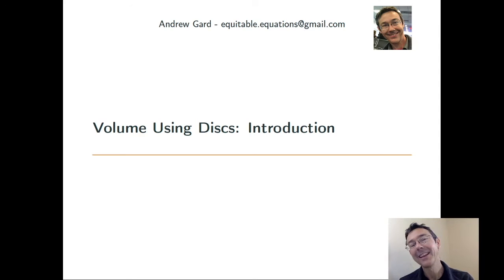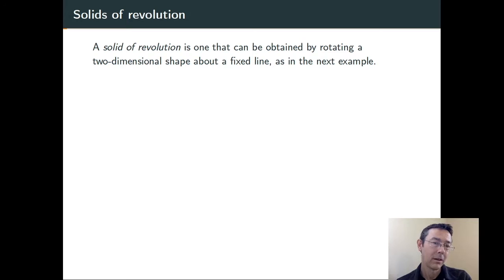Hey everybody. Today we're doing volumes of solids of revolution using the disk method. So a solid of revolution is just one that you get when you rotate some sort of two-dimensional shape in the coordinate plane around a fixed line. It's easiest to discuss this when we have a specific example.